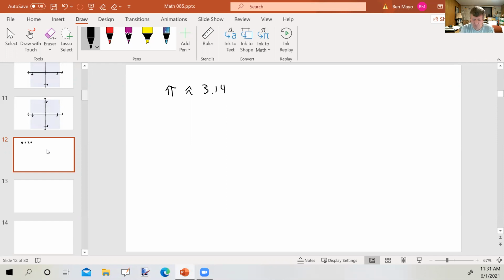So pi, even though it's a symbol, stands for a number that is approximately 3.14, or a little more than 3. There is another number called E, which is approximately 2.72. So it's a bit less than 3. E is used when we're dealing with populations that are continuously increasing or decreasing.